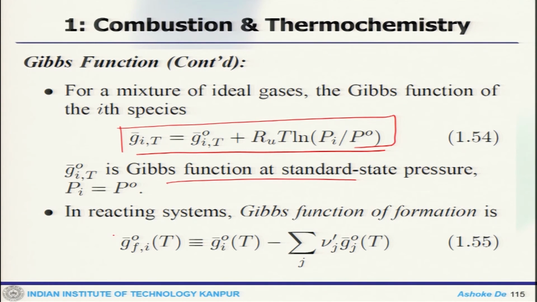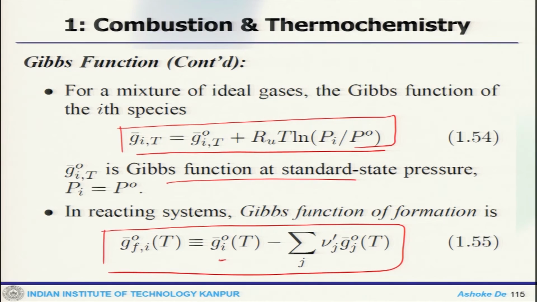Now, when you consider a reacting system, that means there are multiple species involved in the reaction. So, the Gibbs function of formation will be represented as the Gibbs function at a particular temperature or at the reference one, then the stoichiometric coefficients of the reactants. J represents the number of reactants which are present in that particular system, and their Gibbs function.